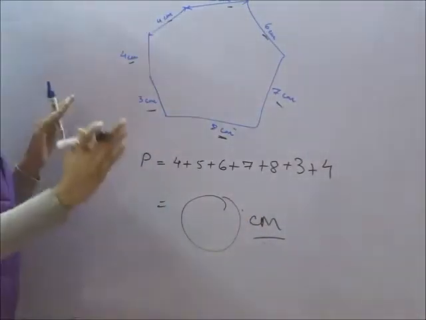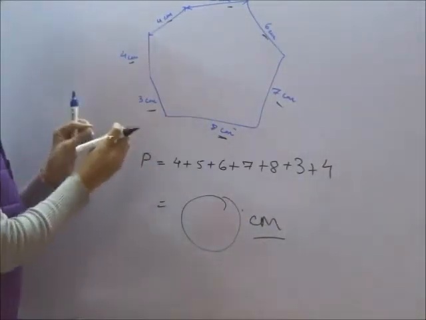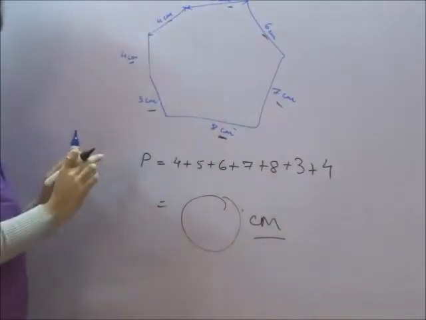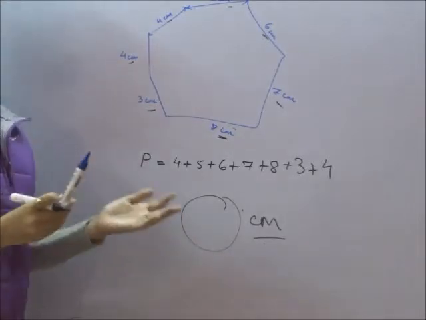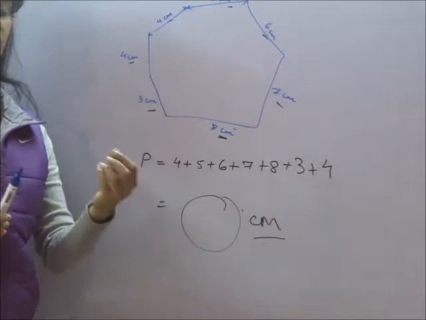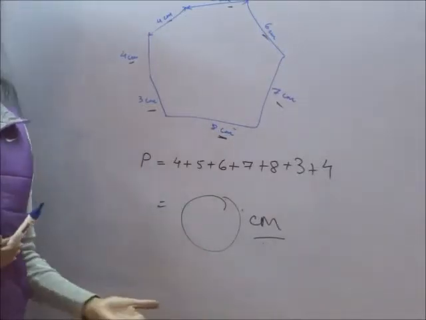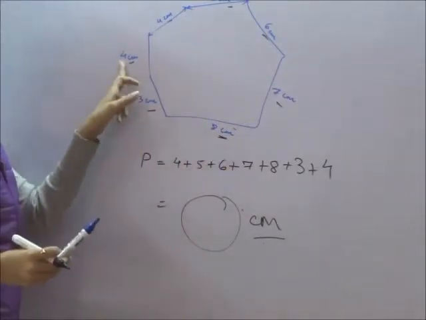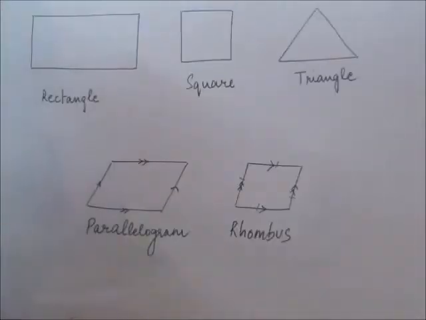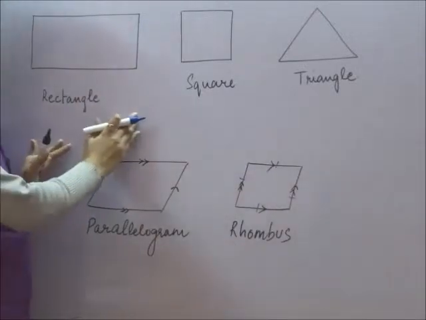Got it. As of now, let's consider only those figures which are made up of line segments. You may take the example of a rectangle, a square, a rhombus, anything. The concept would remain the same, that you have to add the sides. So now coming back to see a few figures as an example.